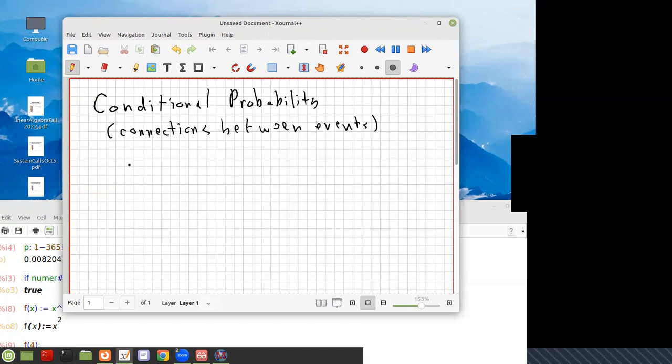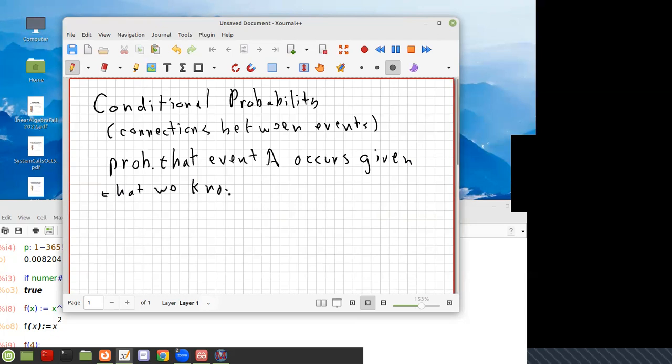Okay, so what we'd like to know is the probability that event 1, let me call it just event A, occurs, given that we know that event B occurs.